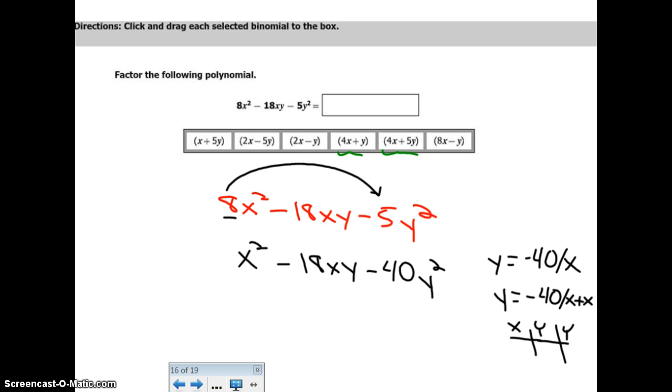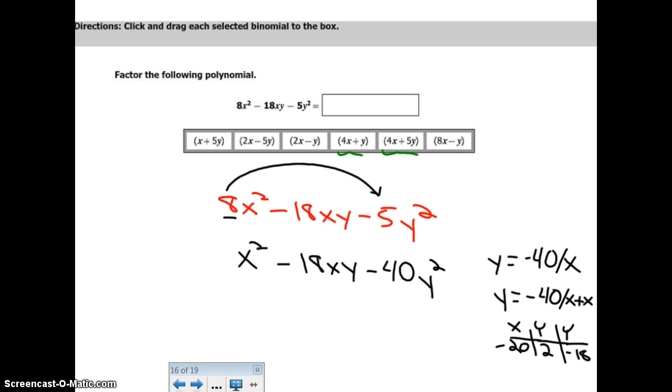You're looking in the right column for negative 18, your middle number. You look for that in the right column. Okay, so you go to y equals, put negative 40 over x, and then y equals, put negative 40 over x plus x. Let's see. Go to your table, and we look for negative 18 in the right column. So if you're not sure how to do that, raise your hand and it'll show you. But you're going to see negative 20 and 2. Okay?